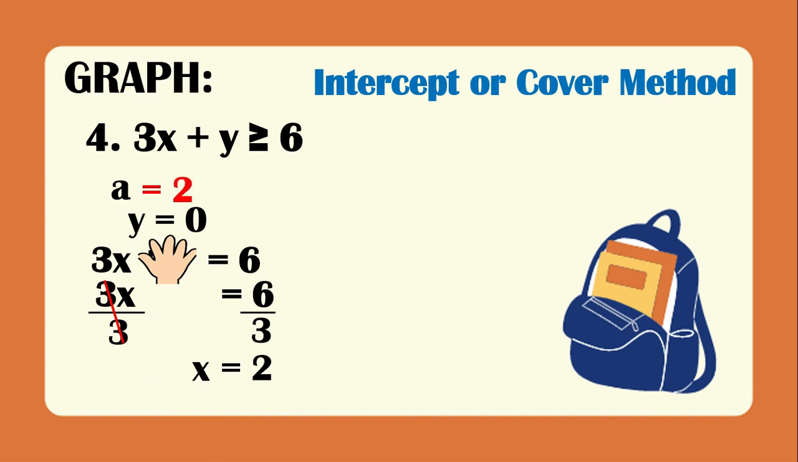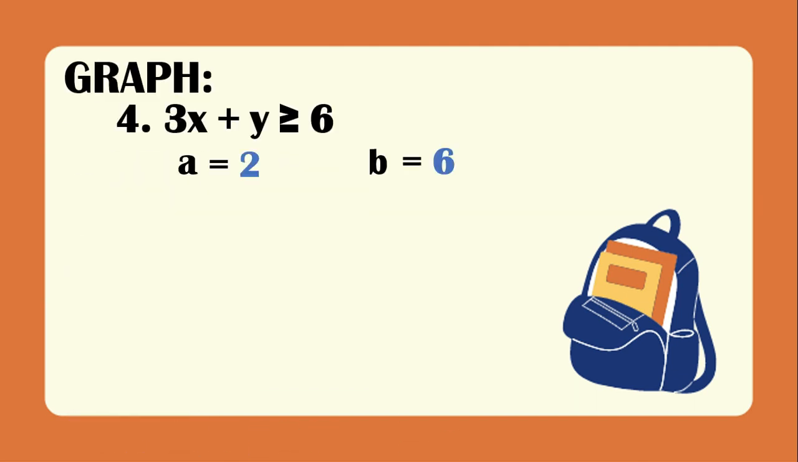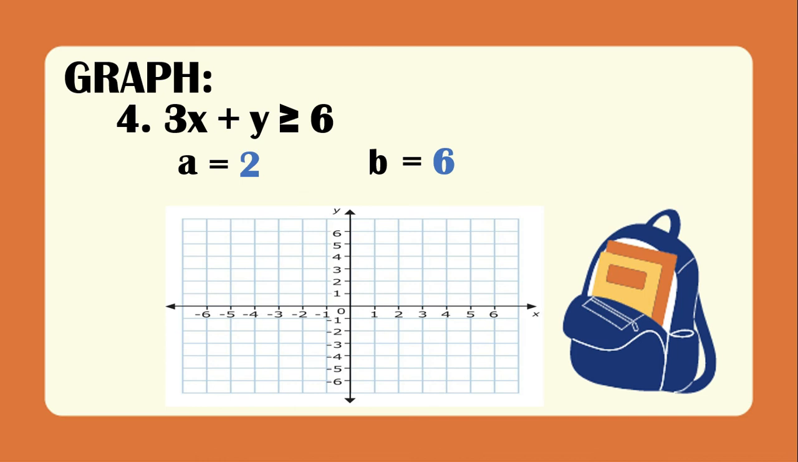For the y-intercept or b, x is always 0. So we cover the term with x, and then we have the remaining term y is equal to 6. So the y-intercept here is 6. Now we can graph the inequality. We have x-intercept 2 and y-intercept 6. We locate the x-intercept on the x-axis at 2 and the y-intercept on the y-axis at 6. Because we use the greater than or equal to symbol, we will use a solid line, meaning the points on the line are part of the solution.